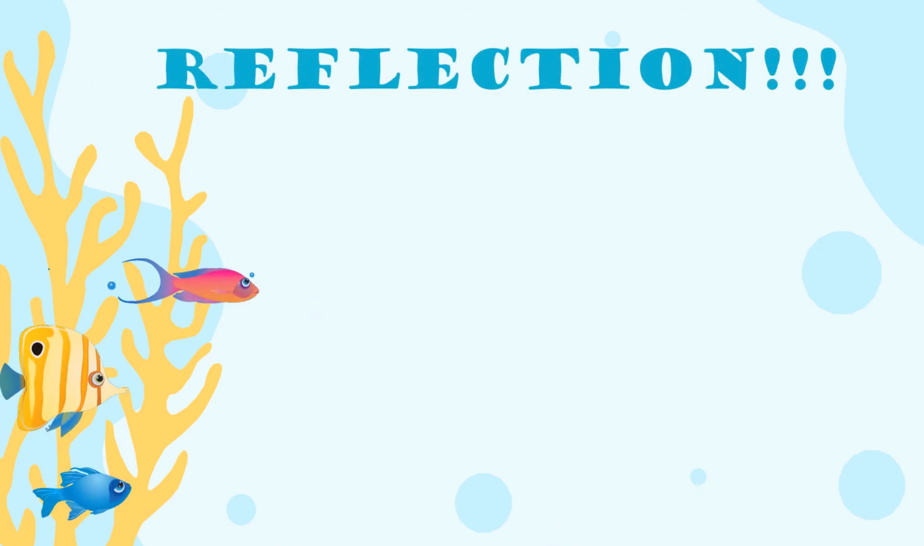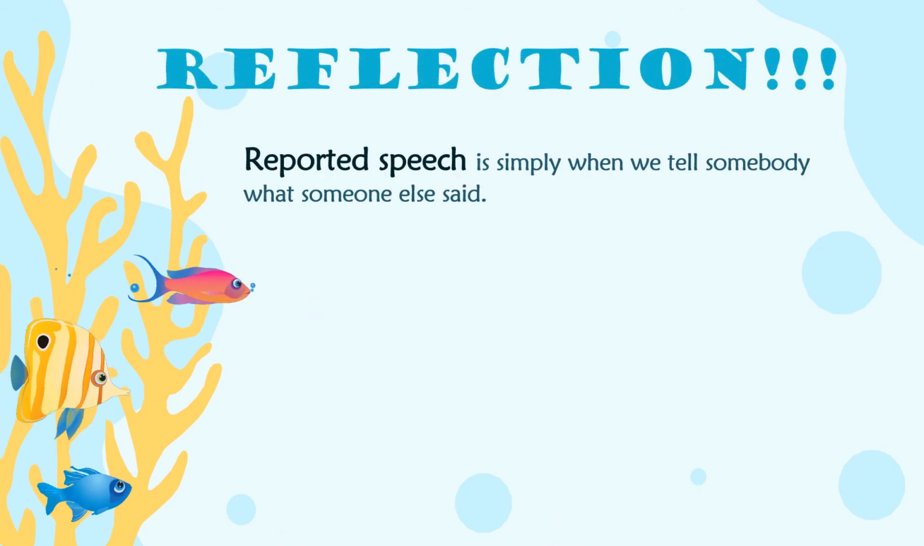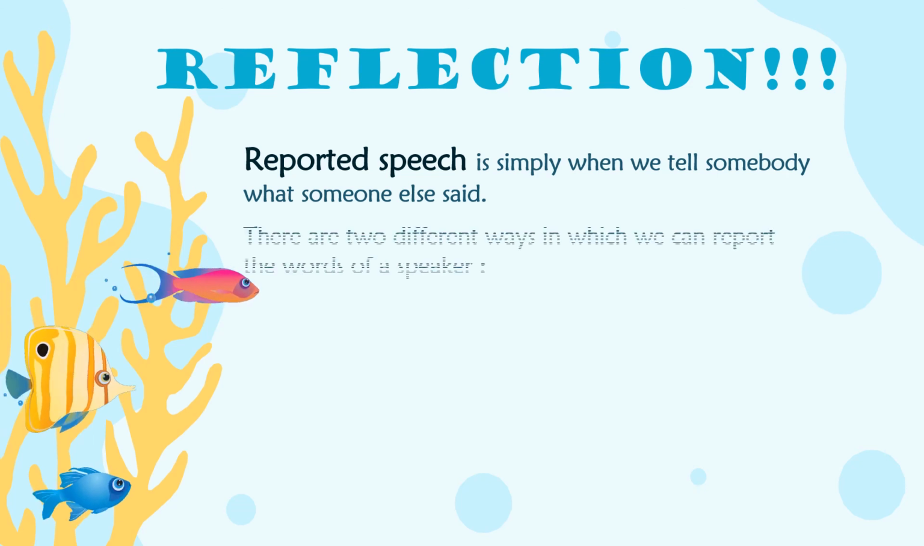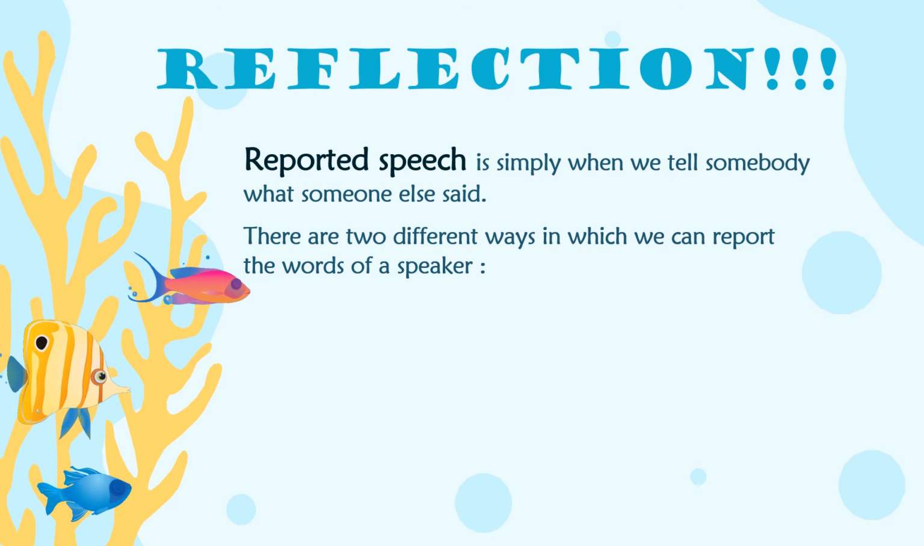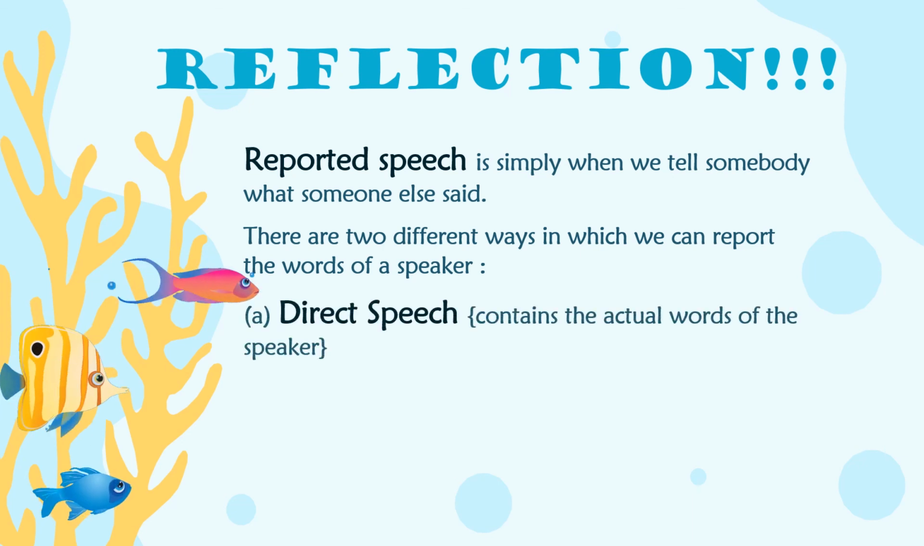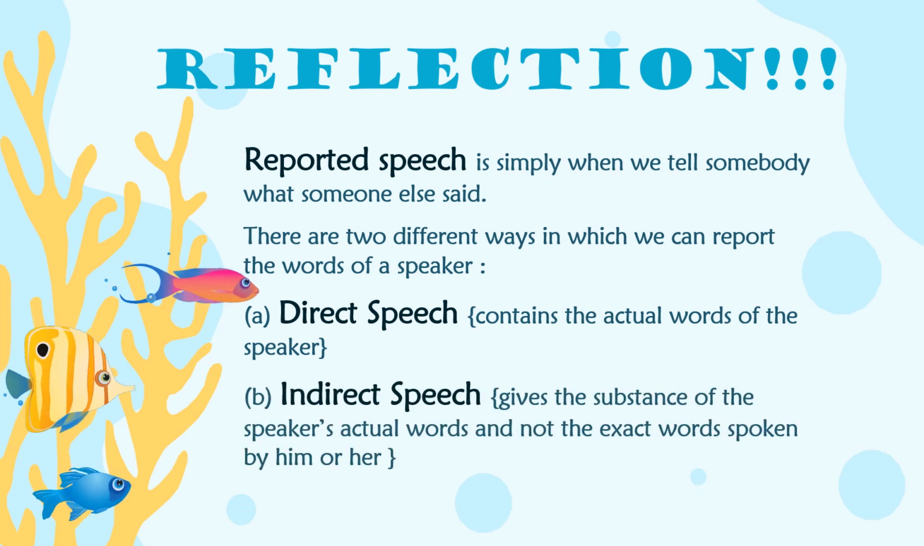Reflection. Reported speech is simply when we tell somebody what someone else said. There are two different ways in which we can report the words of a speaker. Direct speech, which contains the actual words of the speaker. Indirect speech, which gives the substance of the speaker's actual words and not the exact words spoken by him or her.